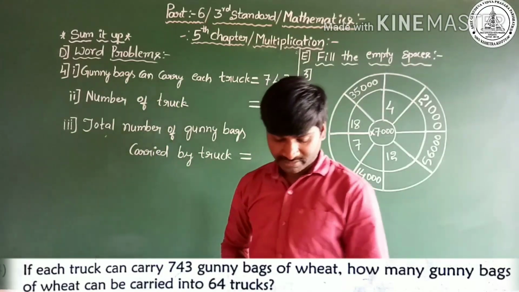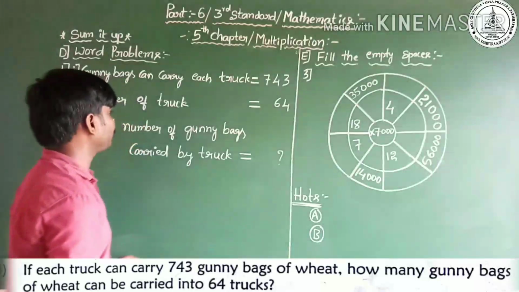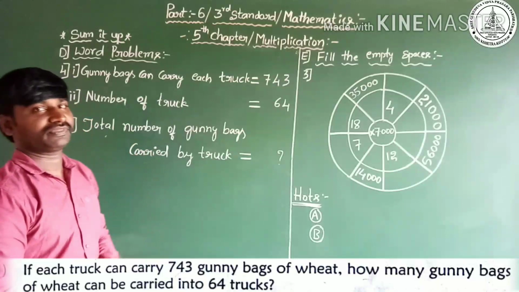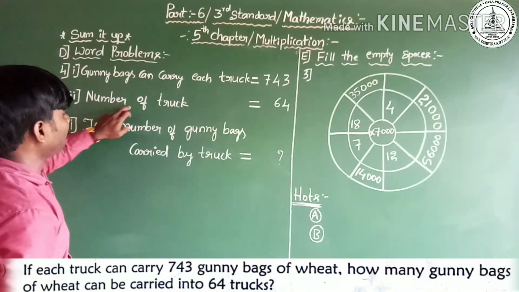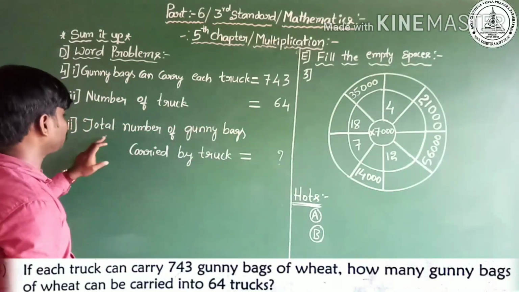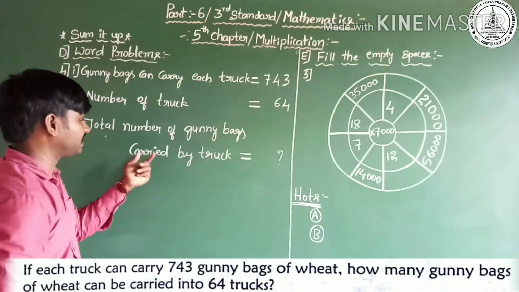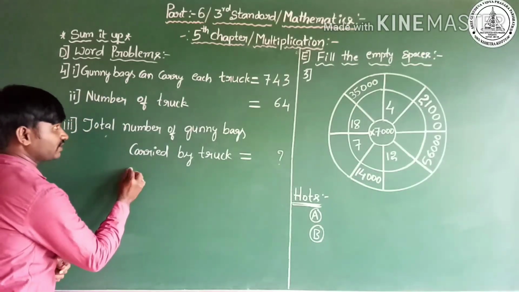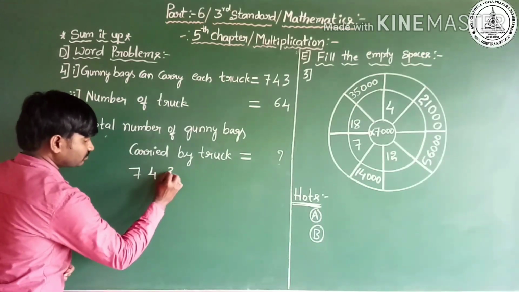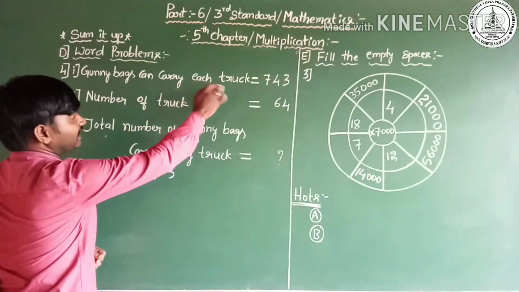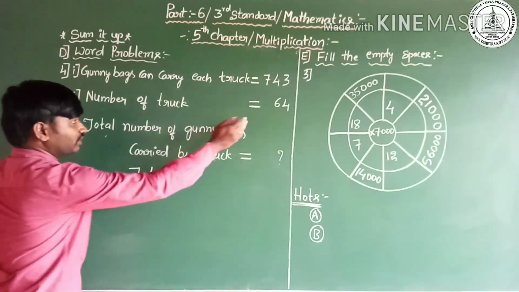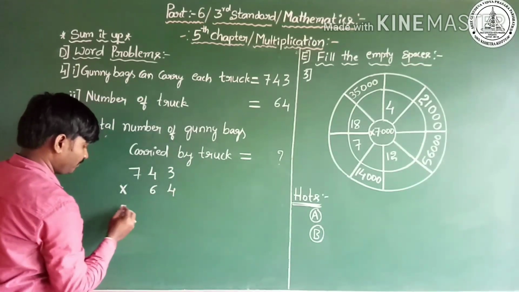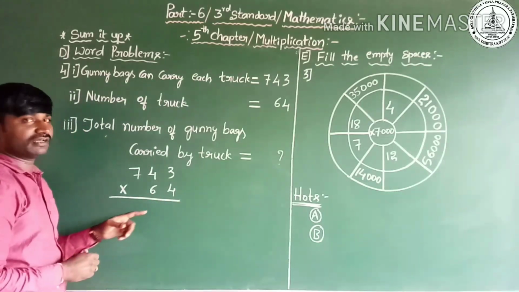Find out the answer. Gunny bags each truck can carry are 743 bags. Number of trucks are 64. So what is the question? Total number of gunny bags carried by the trucks. Okay, dear students, shall we start the answer? 743 is the gunny bags carried by each truck. Total trucks are 64, so we multiply. Shall we start the multiplication?